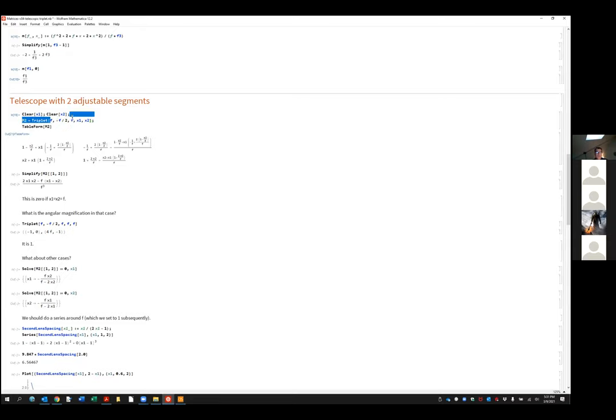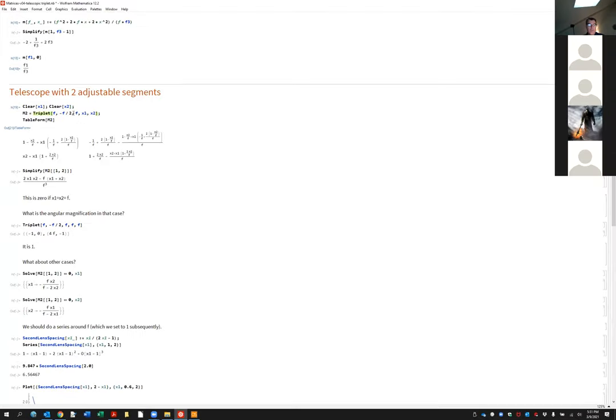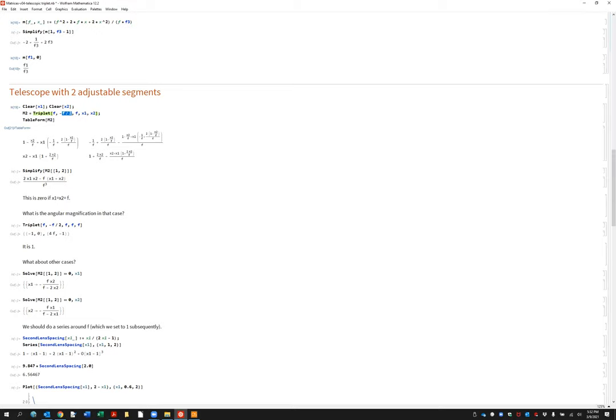Can anybody tell me why I chose these three? I mean, the first and third focal lengths have to be the same. Can anybody guess why the middle focal length is minus F over 2? What aberrant situation might we be trying to avoid? Spherical aberration? Not spherical.